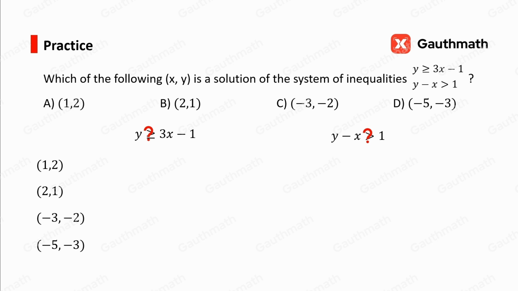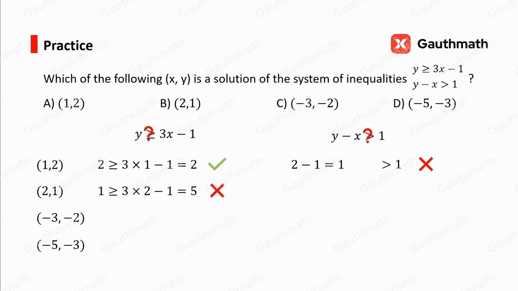Substitute them into the first inequality. It is true. And the second one, no, it's not true, since 1 is not greater than 1. So A is not the right answer. The second one, substitute x equals 2 and y equals 1 into the first inequality. No, it's not true. So (2, 1) is not even close. But if we still test the second inequality, it's not true as well.